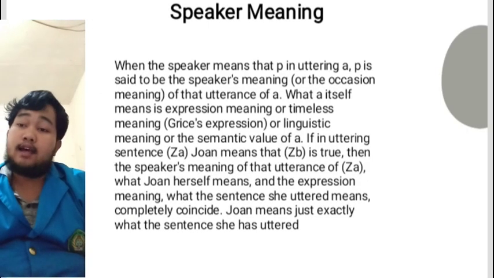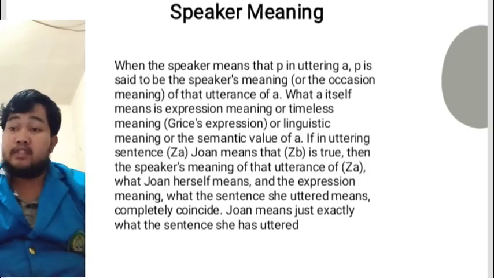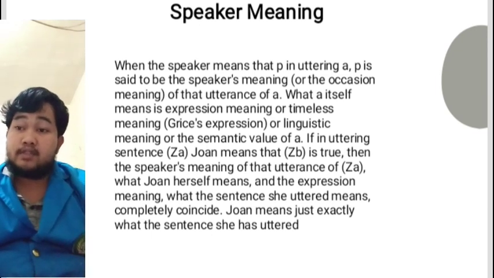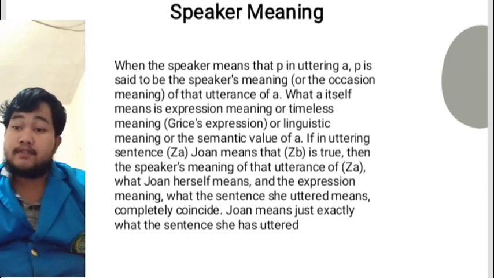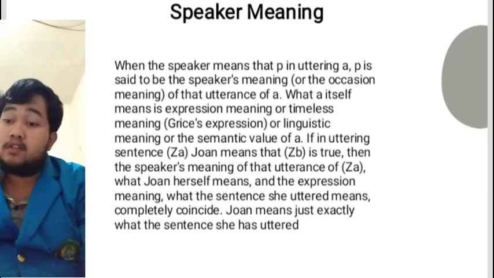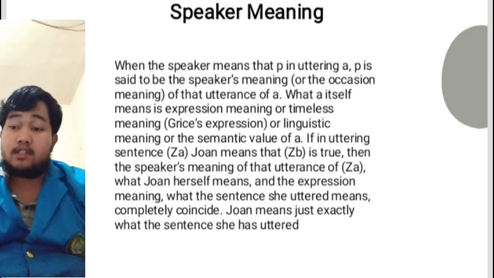Okay, the last one is speaker meaning. When a speaker means that P in uttering A, P is said to be the speaker's meaning, or the occasion meaning, of that utterance. What A itself means is expression meaning, or timeless meaning, or linguistic meaning, or the semantic value of A. If in uttering sentence S, Joan means that S is true, then the speaker meaning of that utterance of S, what Joan herself means, and the expression meaning, what the sentence she uttered means, completely coincide. Joan means just exactly what the sentence she has uttered means.